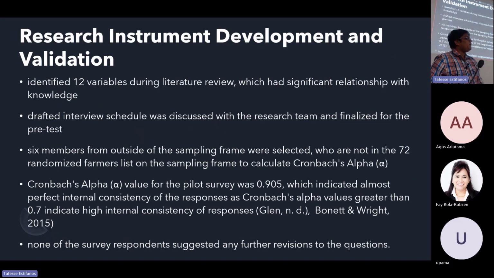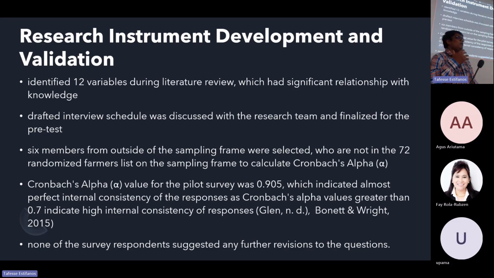I identified 12 variables during the literature review, as I mentioned before, and then I drafted the interview schedule and discussed it with my other research team members, to see how they found it. Then I went for the pilot survey. I took 6 farmers from my sampling frame of 87, out of the 72 who were selected before, and ran the data and found the Cronbach value is 0.905.